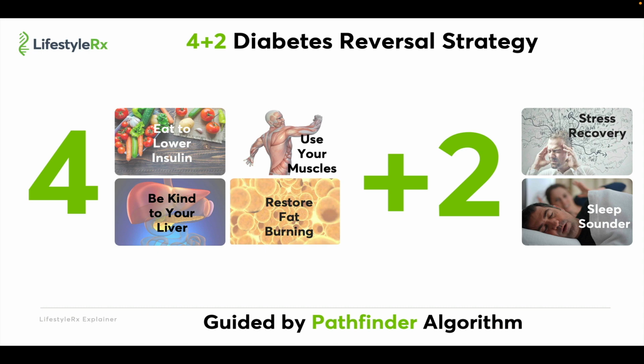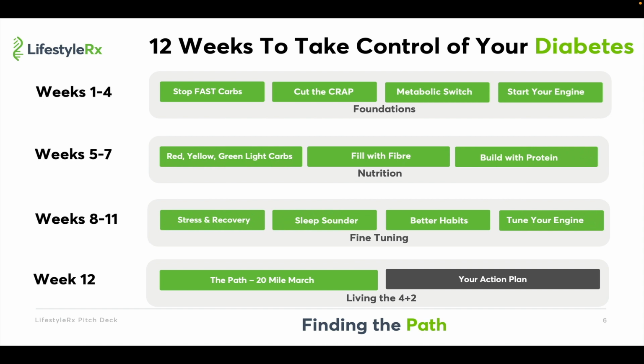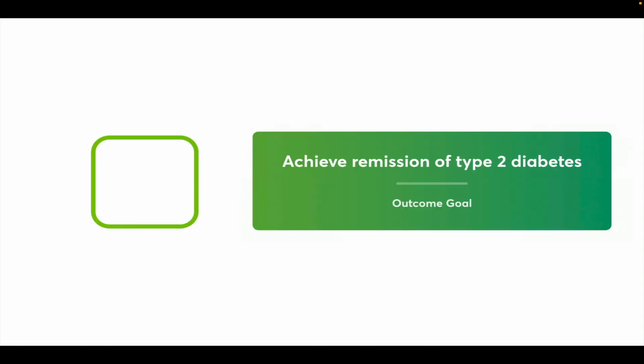So BJ began her program and learned the 4+2 diabetes reversal strategy. She took the 12-week course with a core behavior every week, and her goal was to achieve remission of her type 2 diabetes. So let's have a look at BJ's progress.